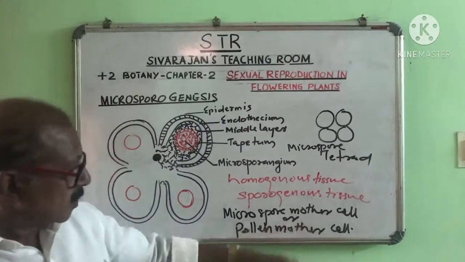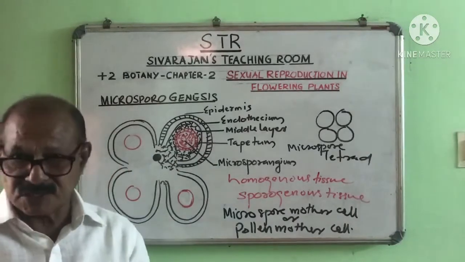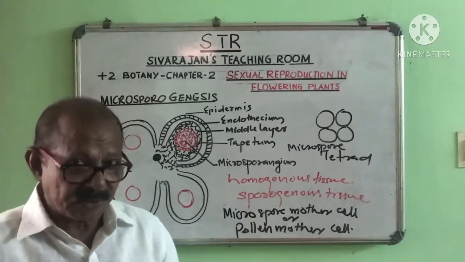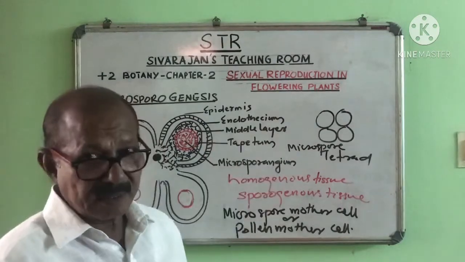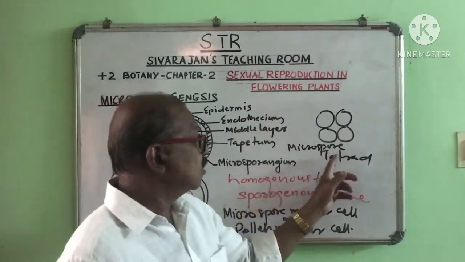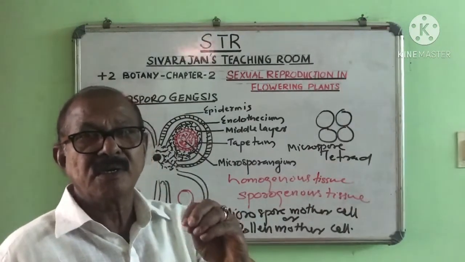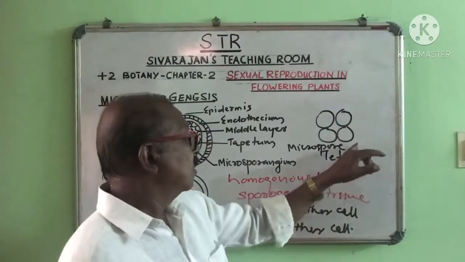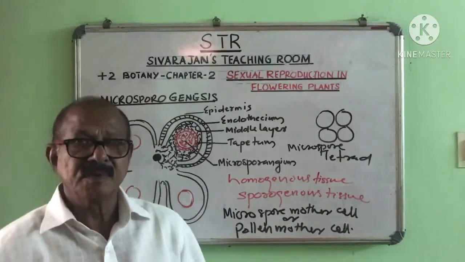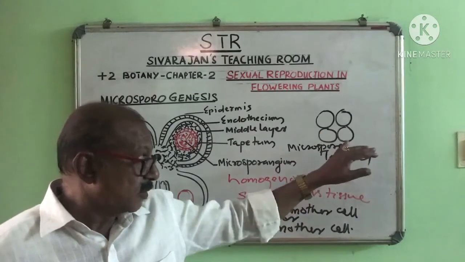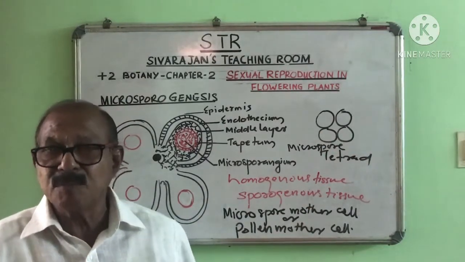The microspore mother cells or pollen mother cells are diploid. They undergo meiosis and four haploid cells are produced. All four haploid cells remain together. Then it is called a microspore tetrad. Tetrad means a group of four cells staying together. And what happens on maturity of the microspore tetrad? The four cells get separated and they develop into pollen grains.